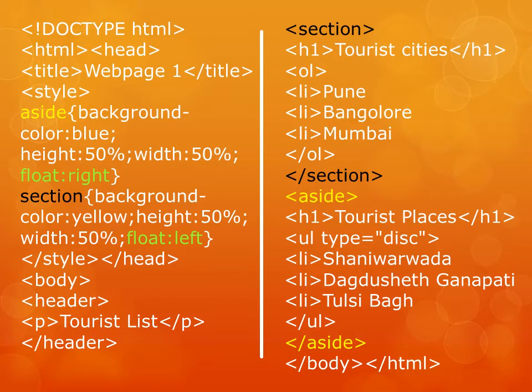So this is the simple program which divides your web page into two sections. First one is the aside, second is the section. But by the flow of your program, all the elements within the section display at the left side of your web page and the aside at the right side, within different HTML elements and tags, using different background colors.